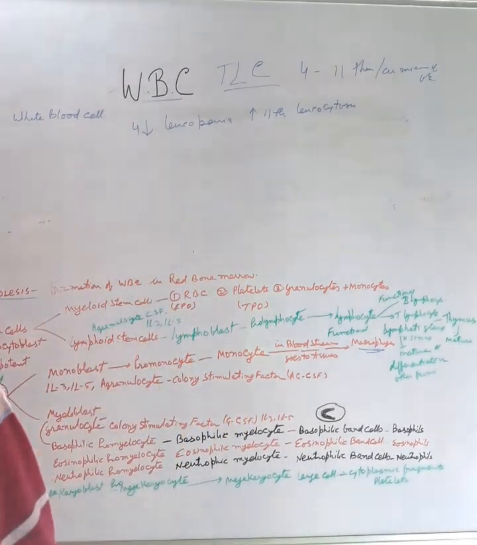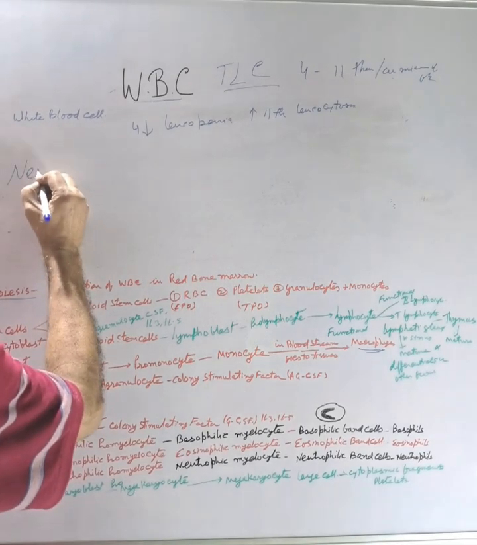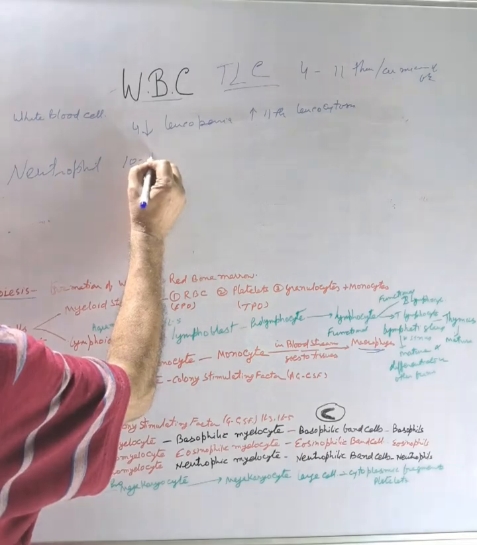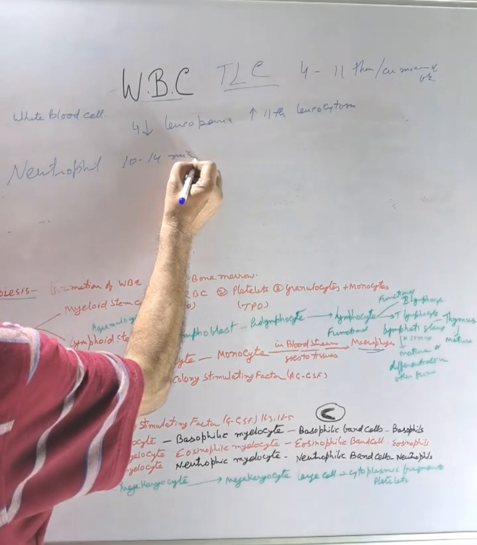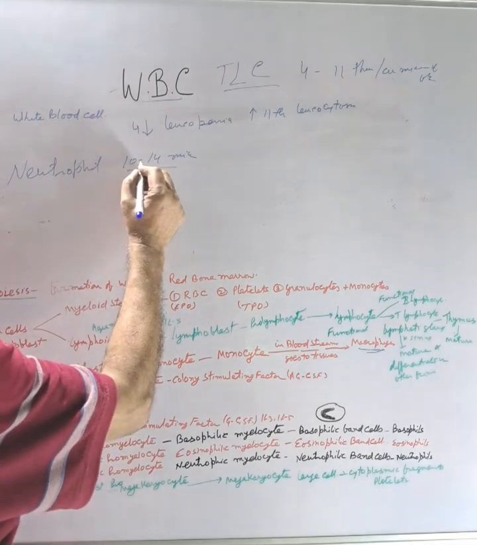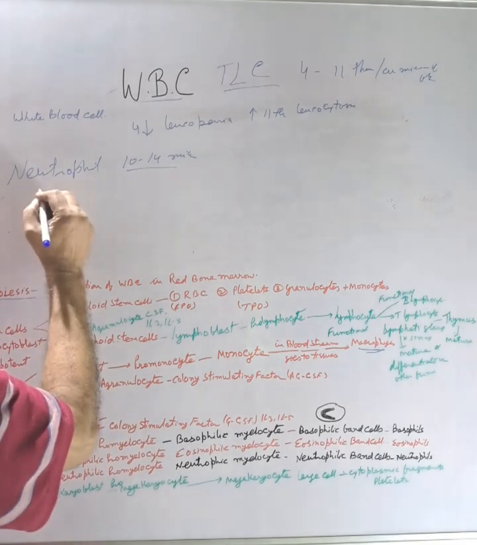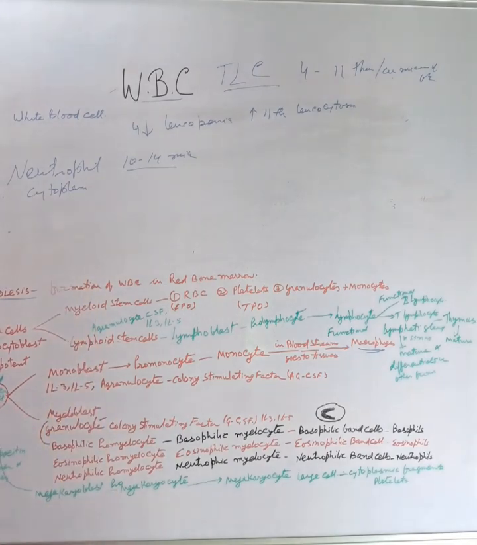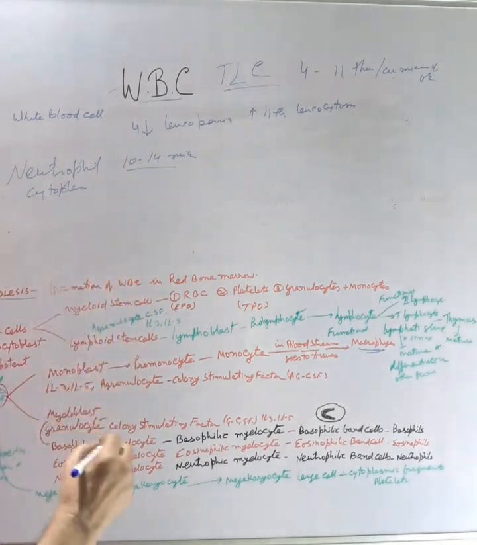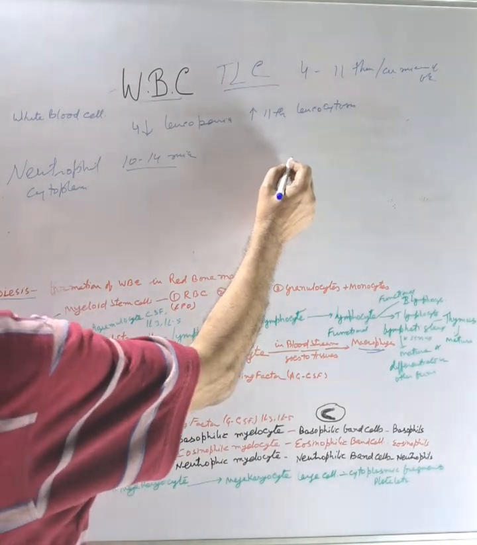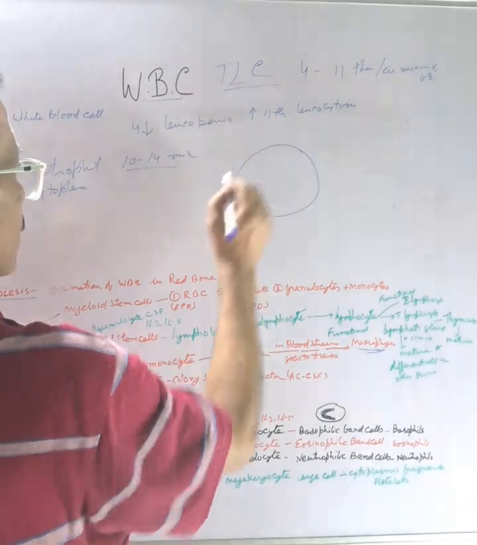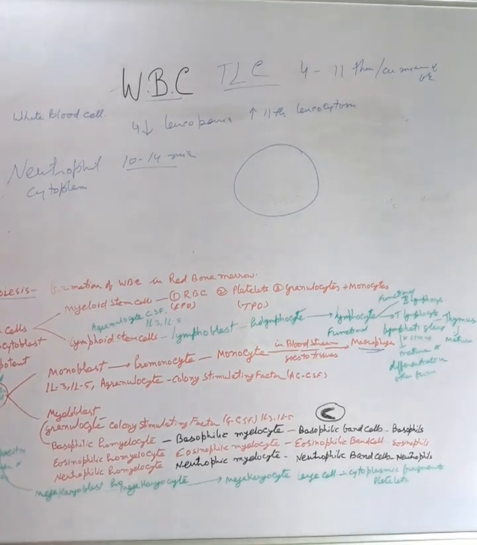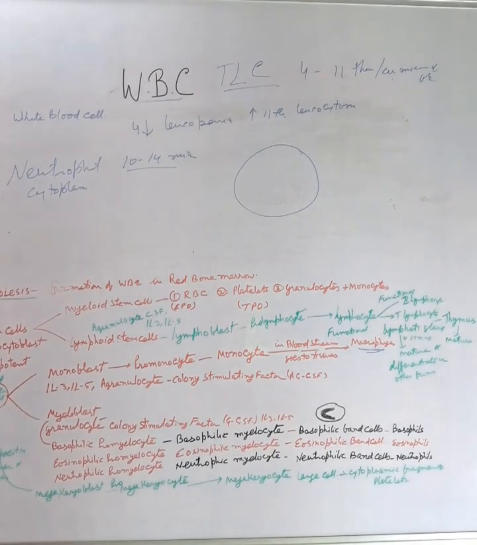Coming to neutrophil. Neutrophil size is 10 to 14 micron. Cytoplasm contains fine granules, red and white both. Red and white granules both are present, and the nucleus is multilobed.